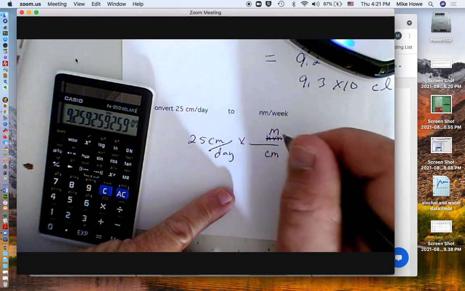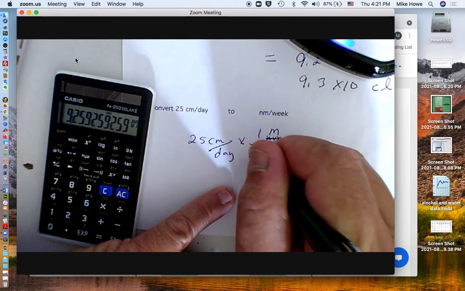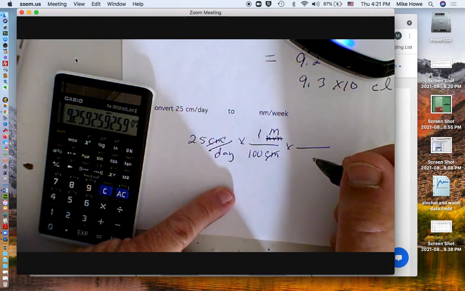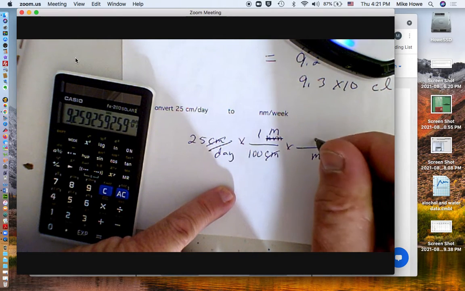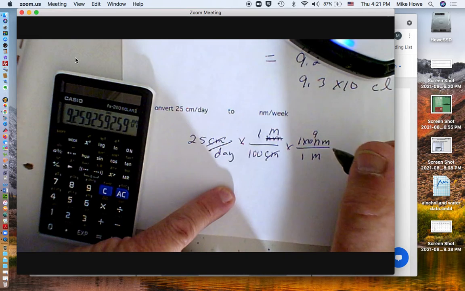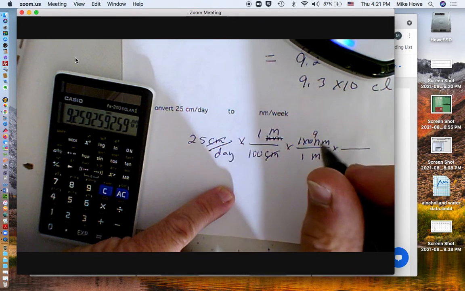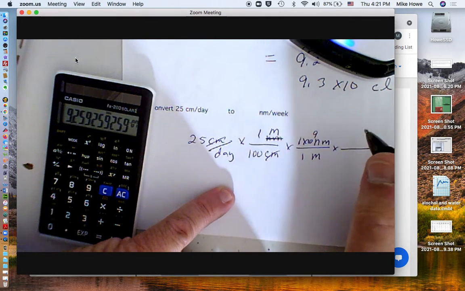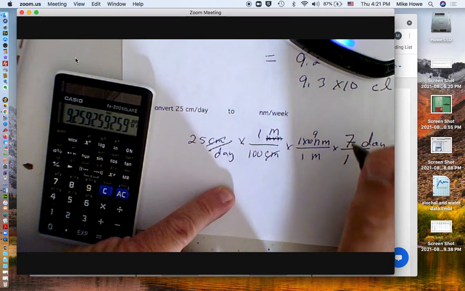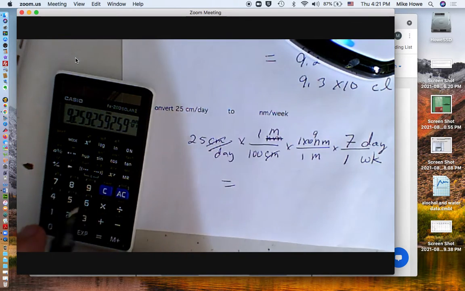So let's just do this. So do meters, and we'll say 1 meter is 100 centimeters, because we know that. It's on our things list. Now we need to get rid of meters and make it nanometers, and that's on our things list. It's a billion. Now we want to get rid of days and turn them into weeks. Days go on top, and I know the relationship between days and weeks. 1 is 7. So then we just do the math.